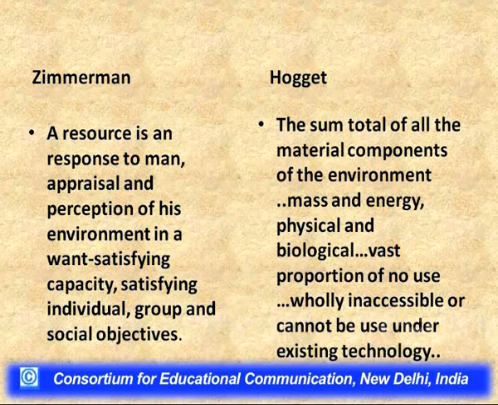So, according to Zimmerman, a resource is a response to man's appraisal and perception of his environment in a want-satisfying capacity, satisfying individual, group or social objectives. That means it is a response based on human beings' appraisal, how they give importance to that particular resource. Is that particular resource valuable for human beings, for a society, or not? Maybe it is abundant in the environment, but is not useful, or is not that valuable for that particular society.